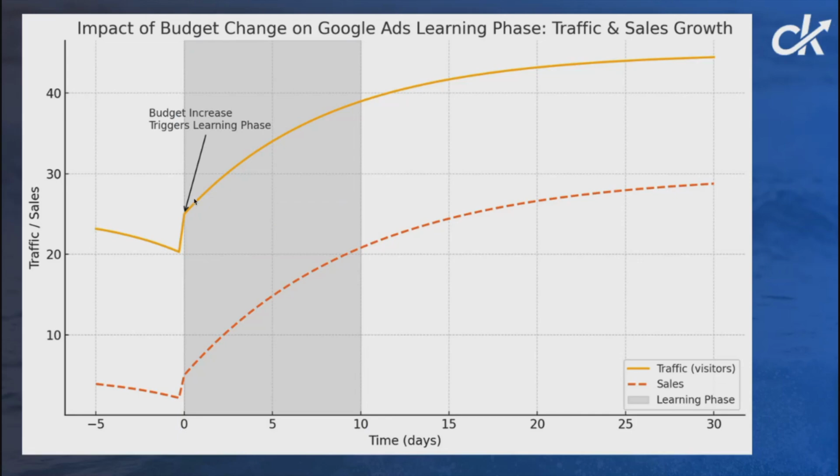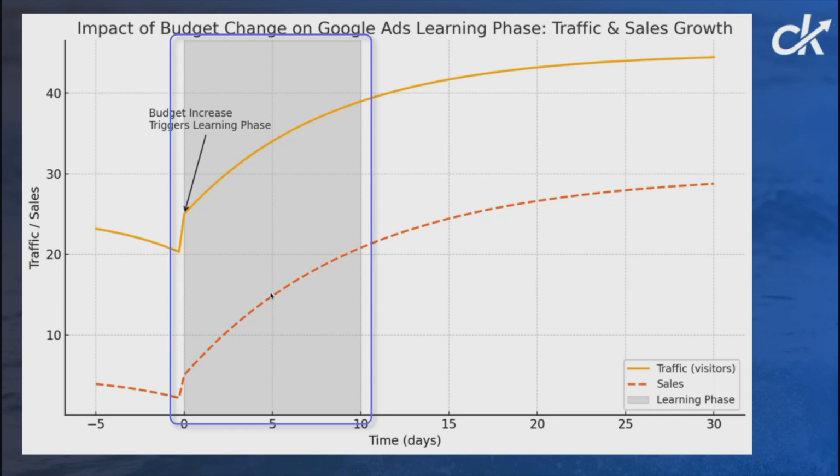So you're going to see the red line representing traffic. You're going to see this gradually ramp up because you've increased your budget, and then it's going to plateau. And you should see a similar kind of projection with sales as well. At the end of the day, it isn't going to be a perfectly curved line like this. It's going to be noisy. It's going to be very up and down, particularly in this learning phase here.